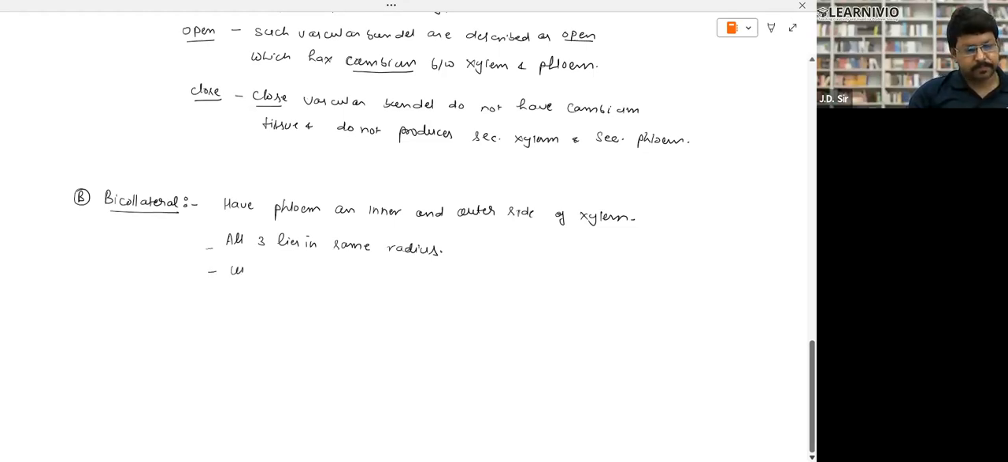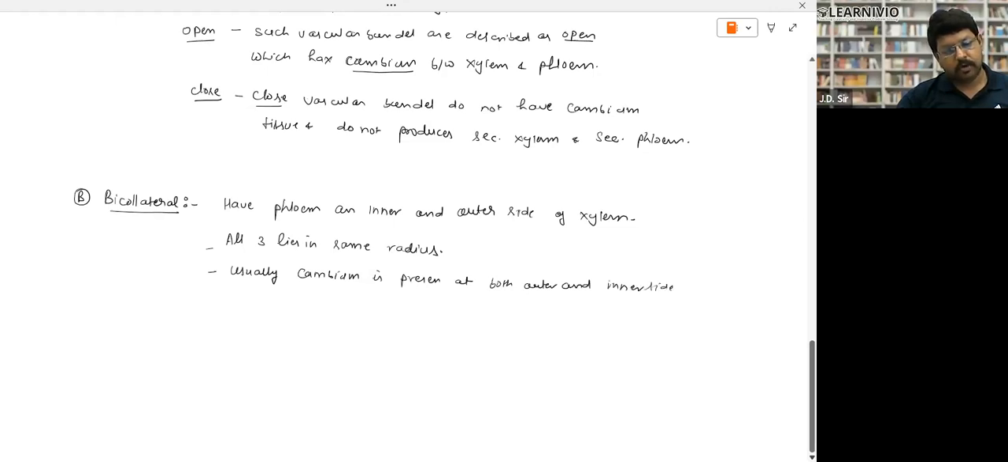Usually, cambium is present at both the outer and inner side of xylem, right? So they are bicollateral. Basically, let me tell you where the bicollateral are. Like two phloem and one xylem.